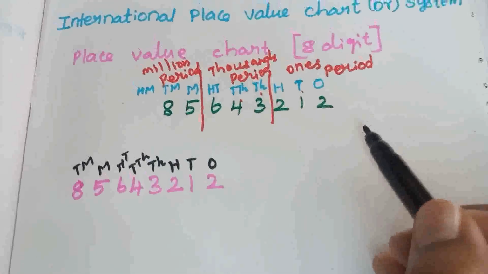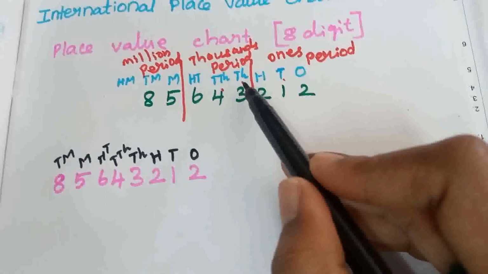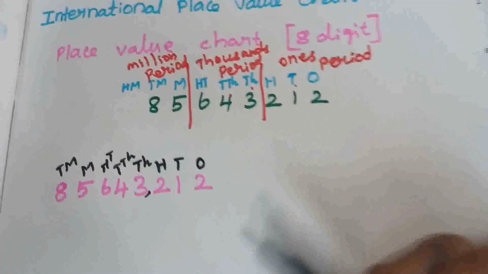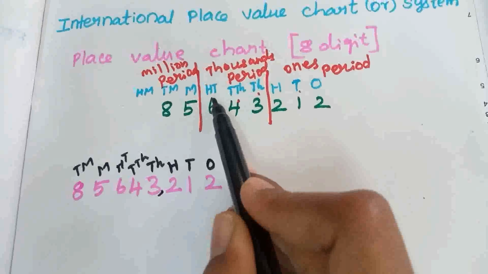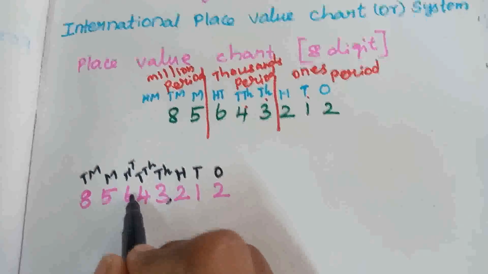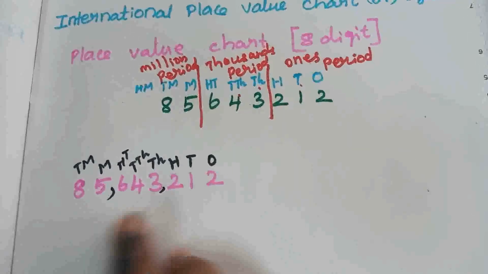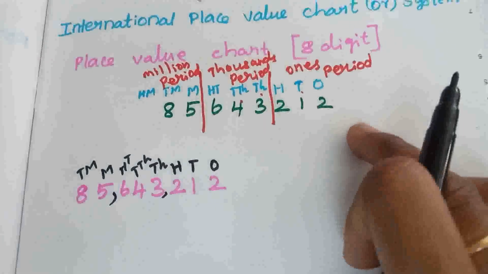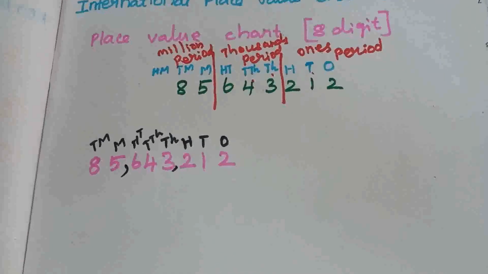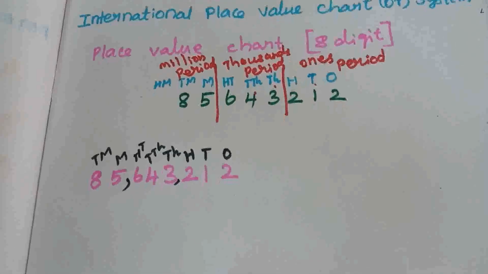How do we put the commas? Ones period, thousands period. You already know very well, the first comma should come in between the thousands and hundreds. Next, in between the million and hundred thousands we have to put the second comma. So this is the way to put the commas with the help of the international place value system. Now I am going to teach you how to read the numbers using the international place value system.